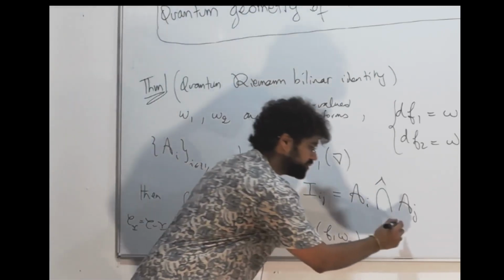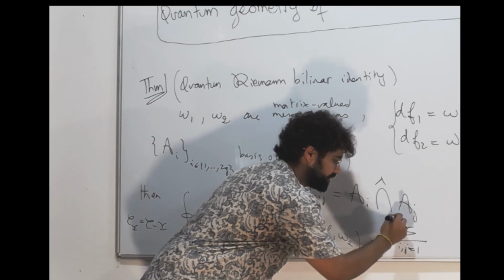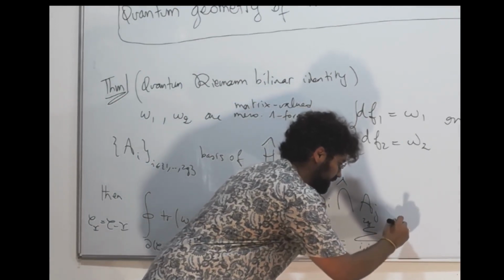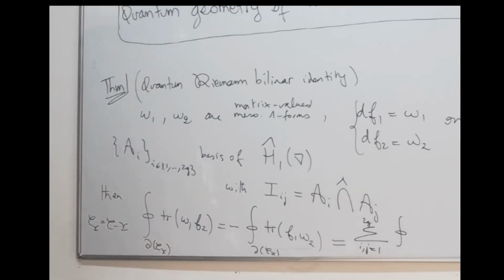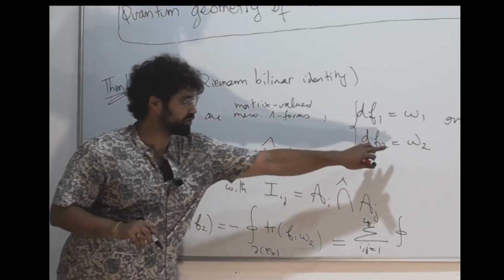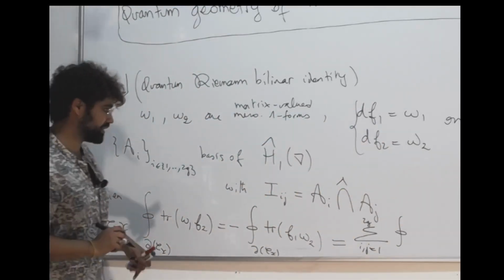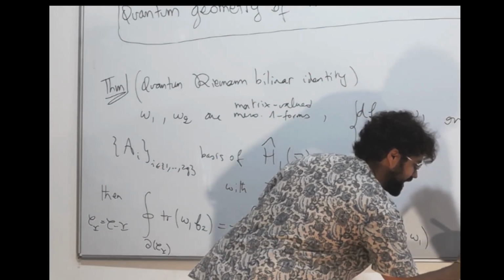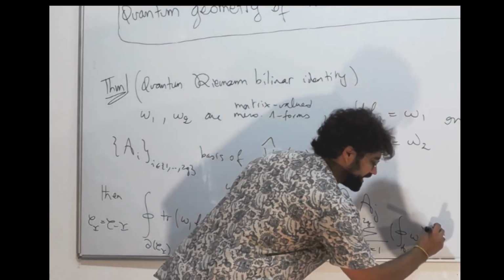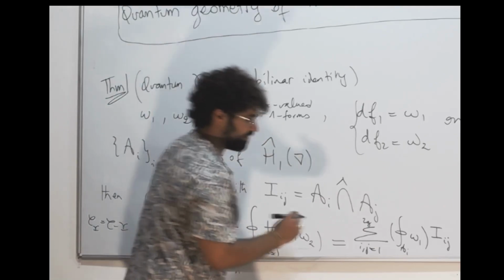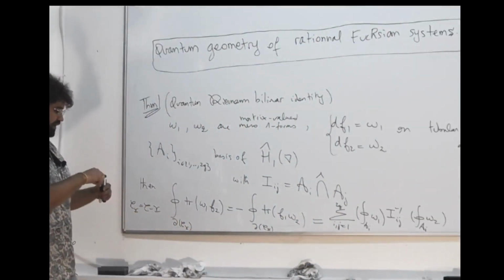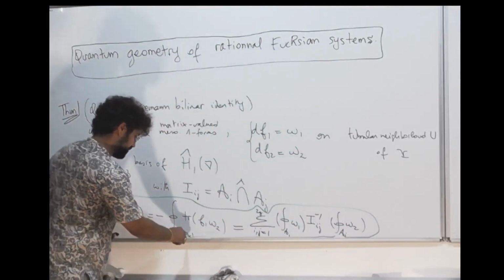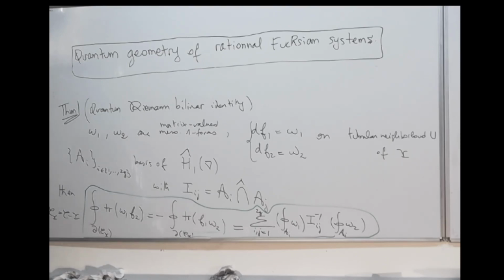And this is equal to the sum for I and j from 1 to 2G of a bilinear expression of the periods of omega 1 and omega 2 along these basis elements. So that is the integral of omega 1 along AI, the integral of omega 2 along AJ, and in the middle here, you have the inverse of the intersection matrix. Okay. And since apparently I am already over time, I will stop here and we will start tomorrow by proving this.